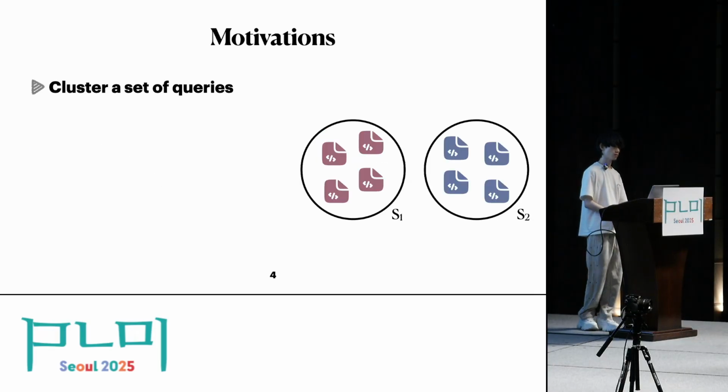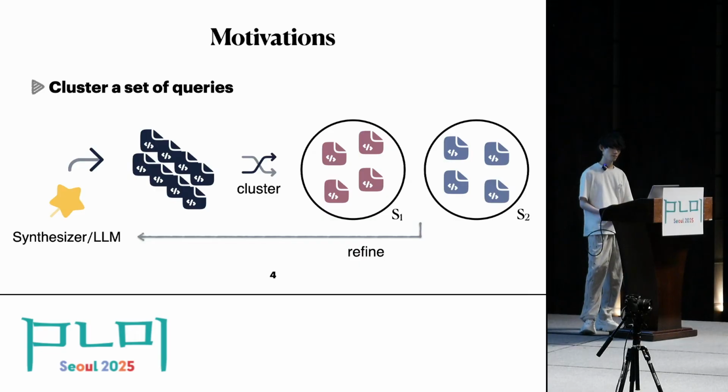Another real-world task is clustering a set of queries. Here, the goal is to find an input that can divide n queries into two sets, where queries in the same set produce the same output, and queries from different sets produce different outputs. This is especially useful for disambiguating synthesized or generated queries. For example, when a program synthesizer or a language model returns multiple queries, we can automatically group them based on their behavior and identify semantic differences to help the synthesizer further refine the solutions.